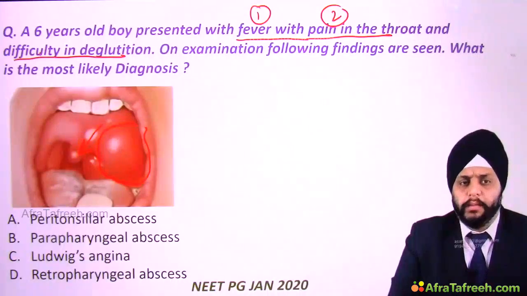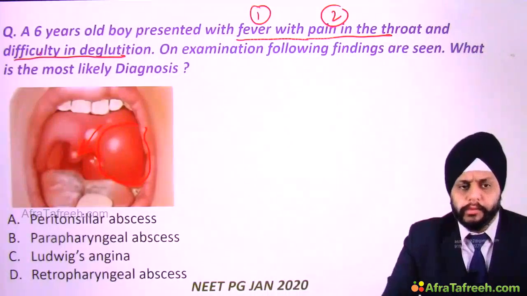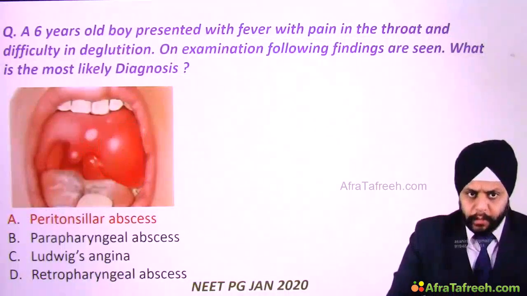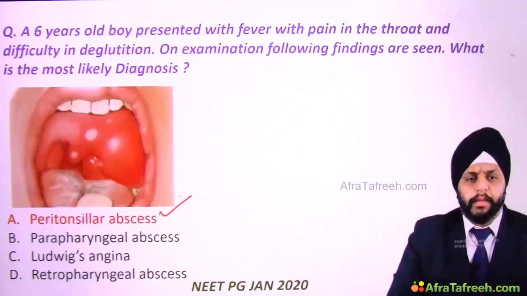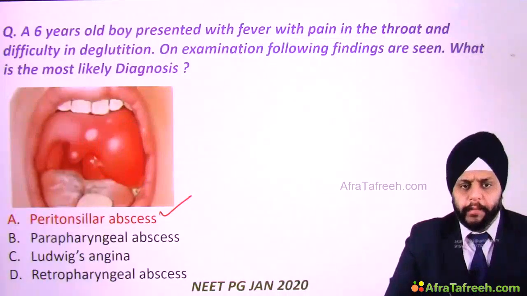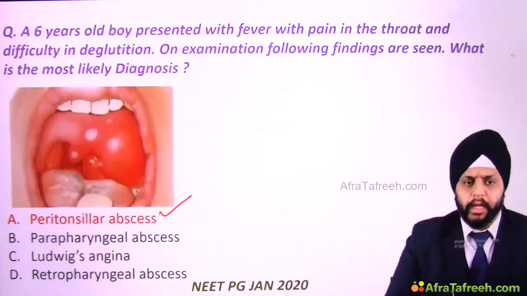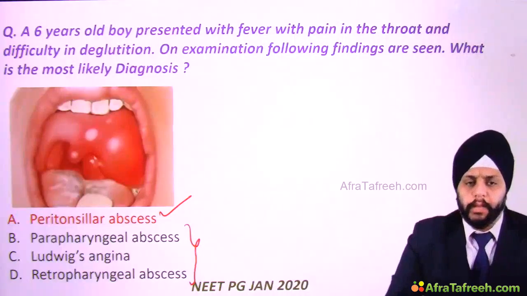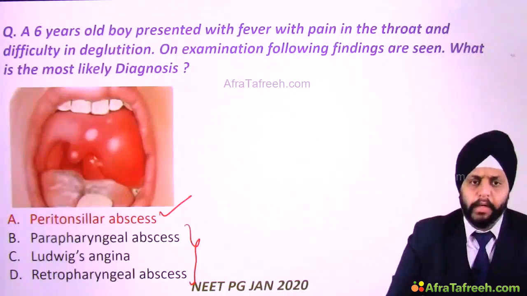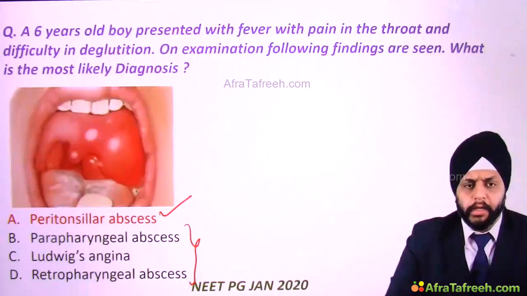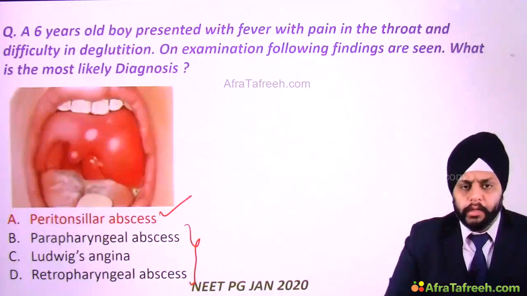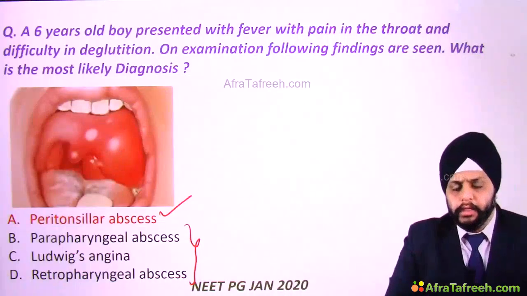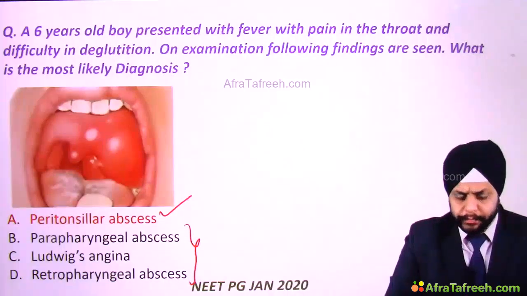Okay, so what is the most likely diagnosis? The most likely diagnosis over here is peritonsillar abscess. The remaining options, parapharyngeal abscess, Ludwig's angina, retropharyngeal abscess, these we will discuss shortly. But over here the answer is clear cut. You can see it is peritonsillar abscess. This question was asked very recently in the NEET PG January 2020 exam.